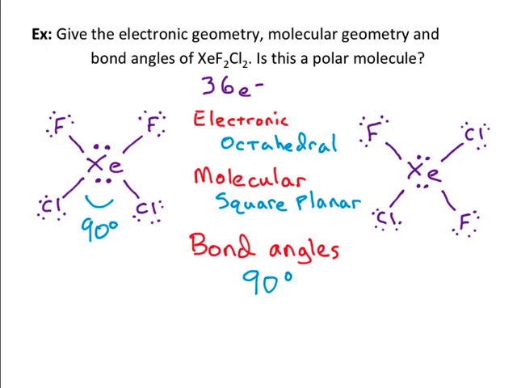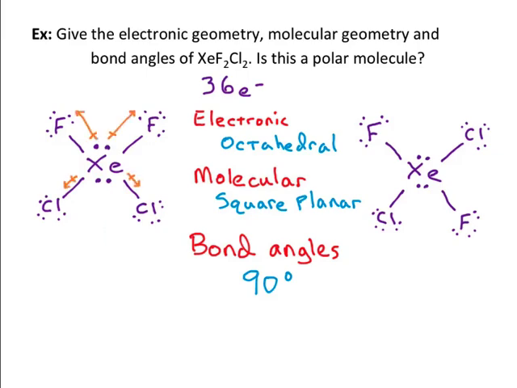First, before we do that, the molecule on the right, the electronic geometry is still octahedral. It's still a square planar molecular geometry. The bond angles are still 90 degrees. Those things are all the same. But now when we get to polarity, well, there becomes a difference.